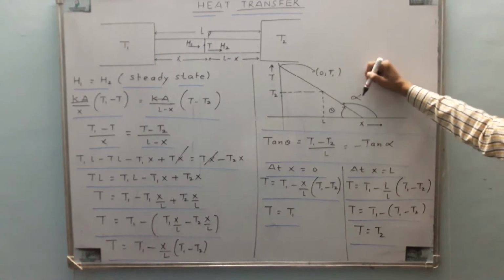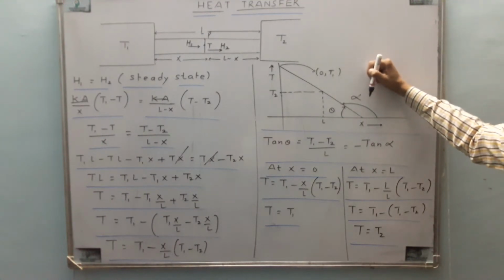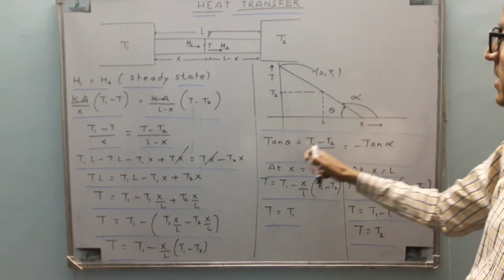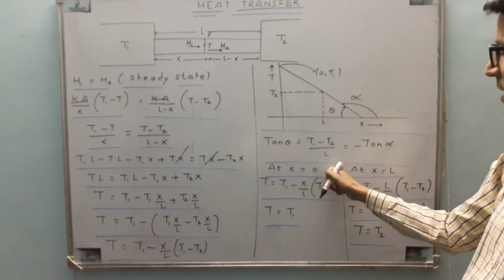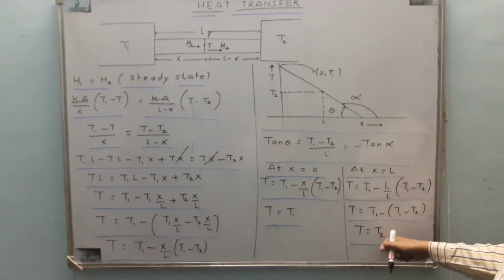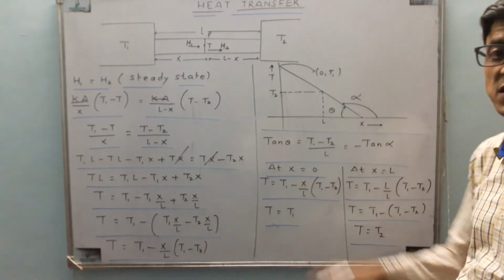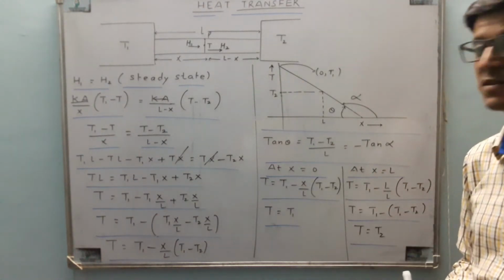Suppose this angle is theta, this angle is alpha. So from the standard equations of slope, we can say that tan theta will be (T1 minus T2) by L, which will be minus of tan alpha. At X equal to 0, temperature is T1, at X equal to L, temperature is T2. This can be verified from the figure itself.